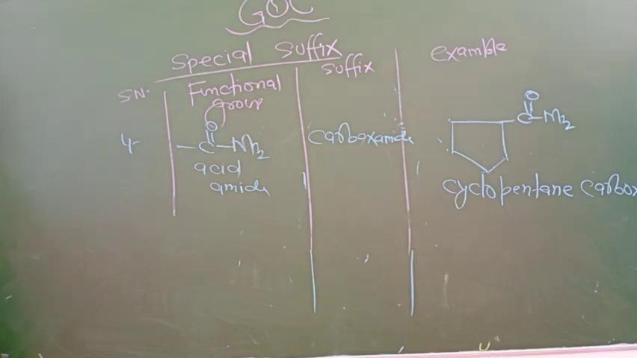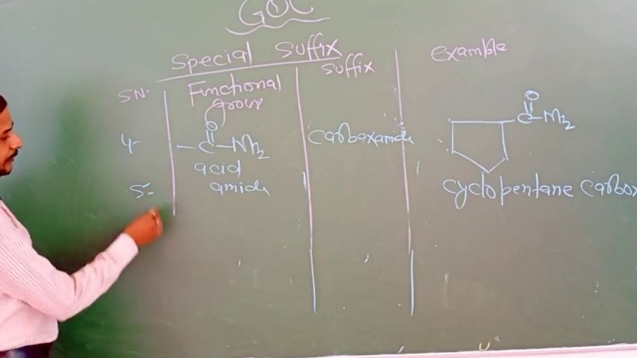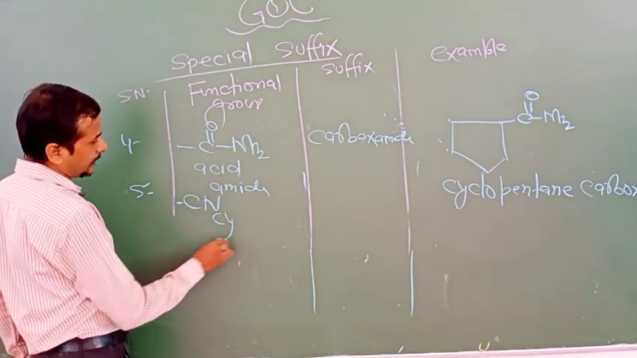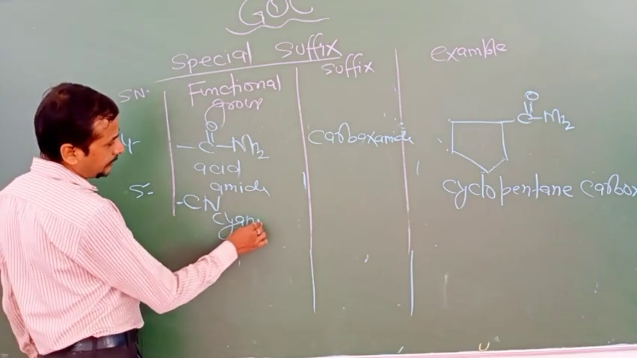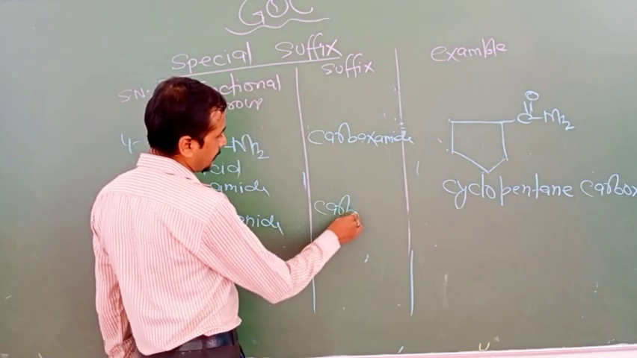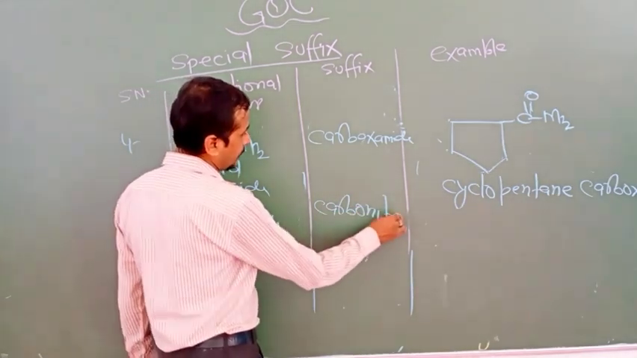Now students, let us focus on some more examples about the special suffix. For fifth, C, N, cyanide. So this is basically cyanide. Here the name of cyanide is carbonitrile.